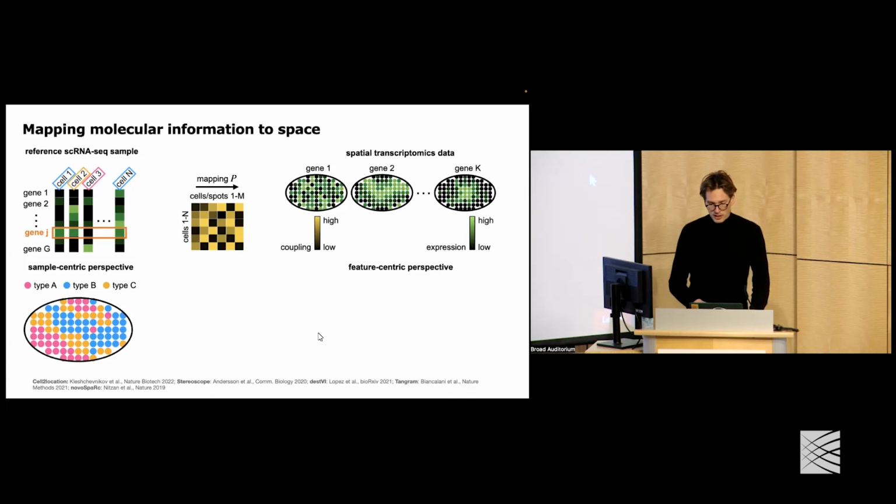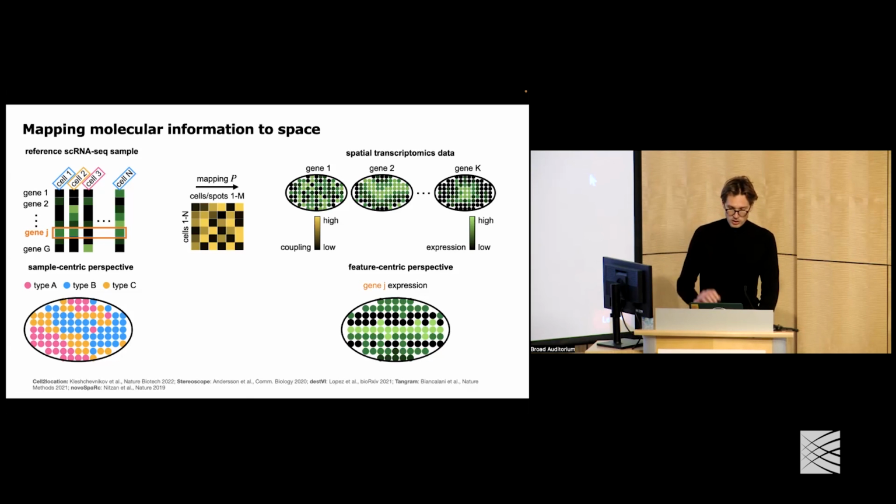Or you can look at this from the feature-centric perspective, saying, I have a gene which I have measured in my reference here, but that is not contained in the spatial transcriptomics data. What is the likely expression of that gene in my spatial domain? So that's the feature-centric perspective.